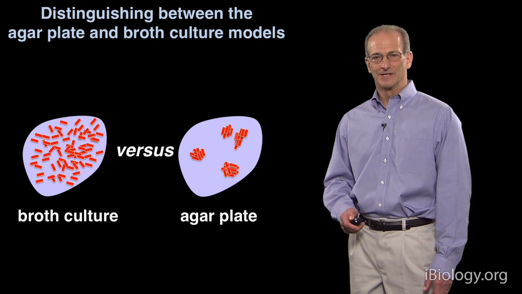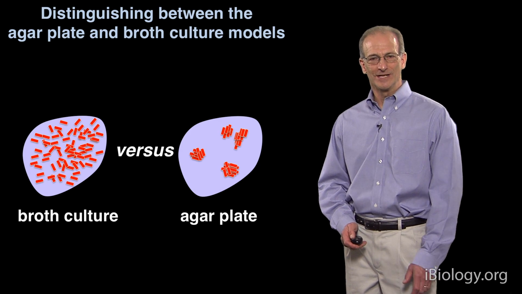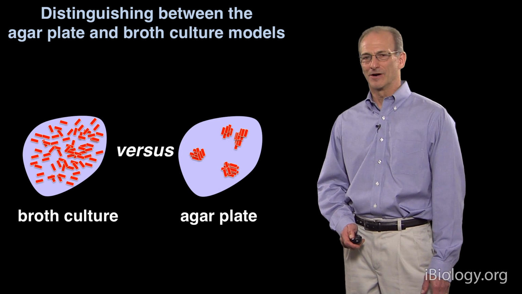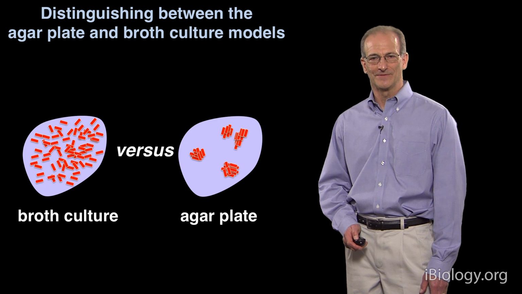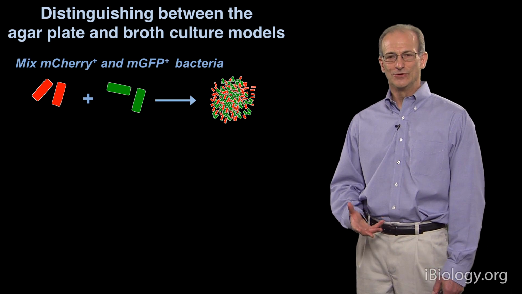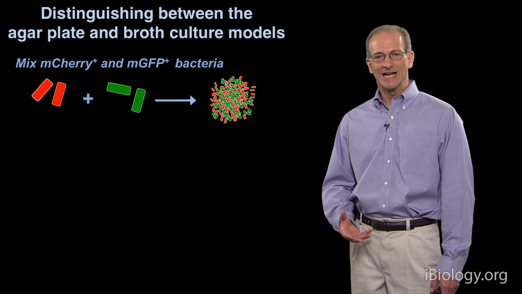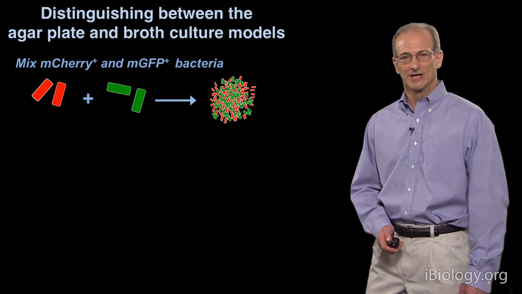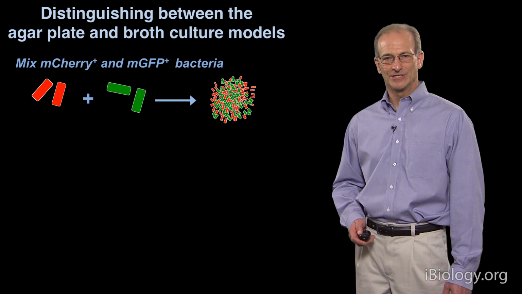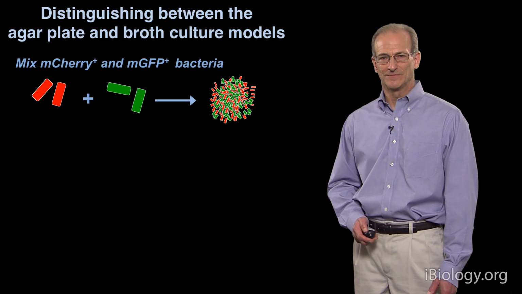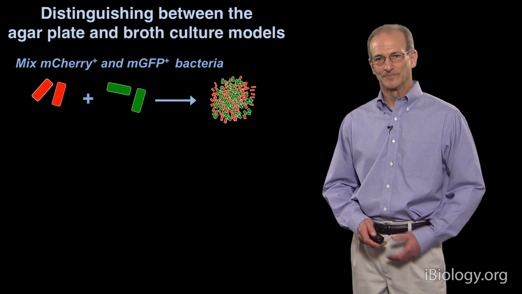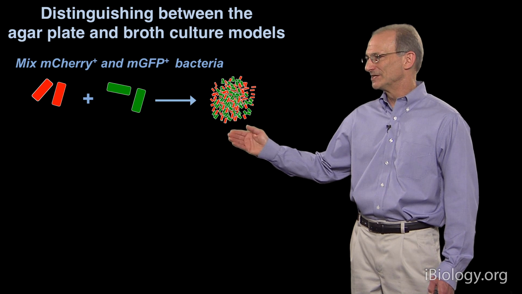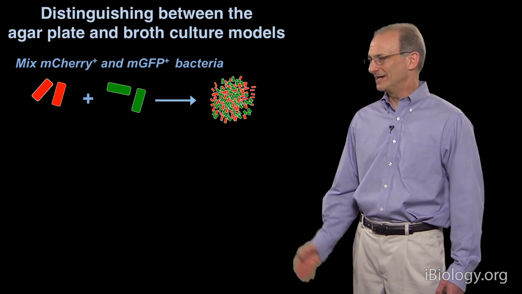So then the question is, are we getting a broth culture growing in the spleen, or are the bacteria growing as on an agar plate? And so this is a very simple experiment, and the way we distinguish between these two models is the following. We take two bacterial strains that are genetically identical, except they differ in a single gene. One has a fluorescent protein called mCherry, which glows red, as you might imagine. And the other one has a fluorescent protein that glows green, called GFP. We take these two bacterial cultures, and we mix them all up. So we have a culture that's full of red and green bacteria.